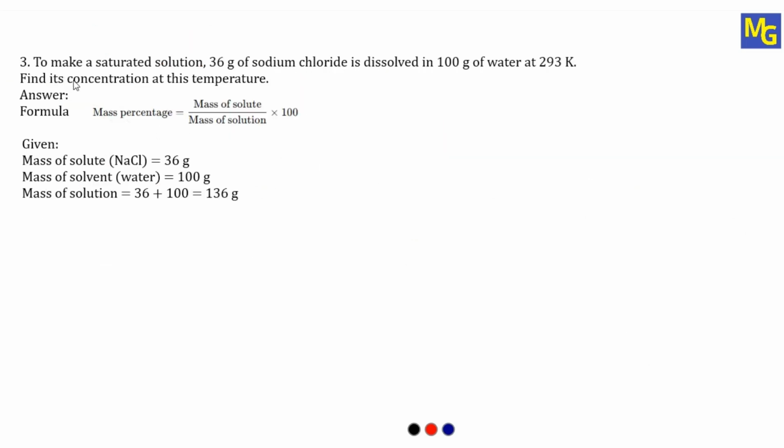Now question number 3: to make a saturated solution, 36 gram of sodium chloride is dissolved in 100 gram of water at 293 Kelvin. Find the concentration at this temperature. So we are going to prepare a saturated solution of NaCl. What is a saturated solution? It is the state where no more solute will dissolve. That is called saturated. And for that, we have weighed 36 gram of sodium chloride, that is NaCl, and we are going to dissolve it in 100 gram of water at 293 Kelvin temperature. We have to find the concentration.